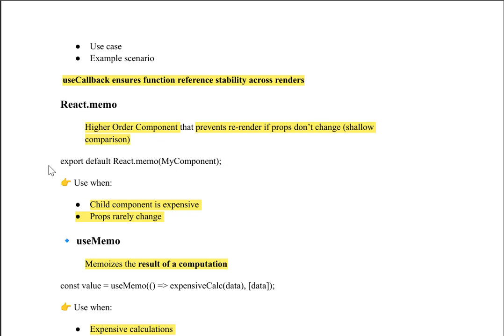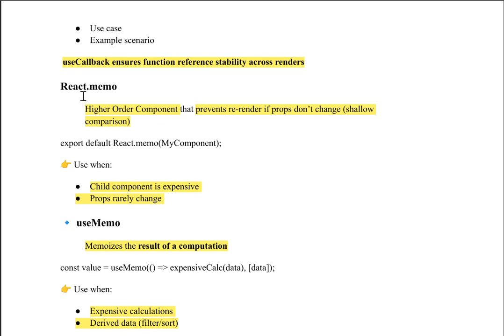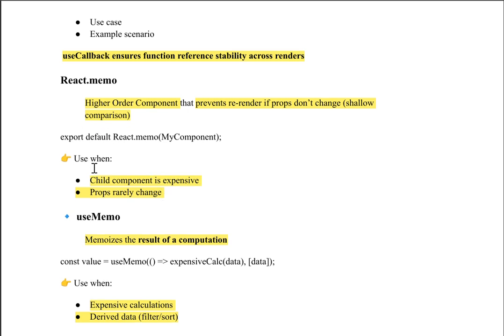Example, how to write this: export default React.memo(MyComponent). MyComponent is nothing but the child component. When to use this? Use it when the child component is expensive, when it takes more time, or when it is getting re-rendered while props rarely change. So if the props don't change, then use this. That will also work.